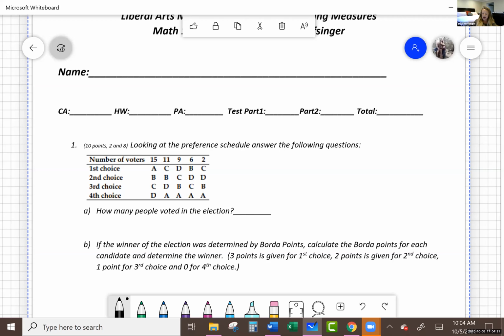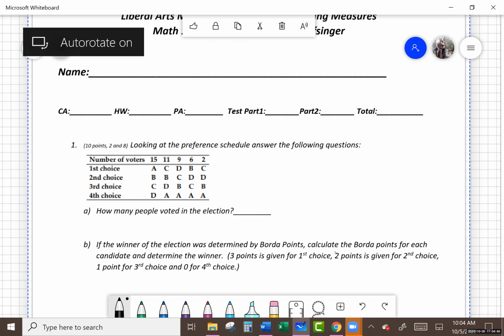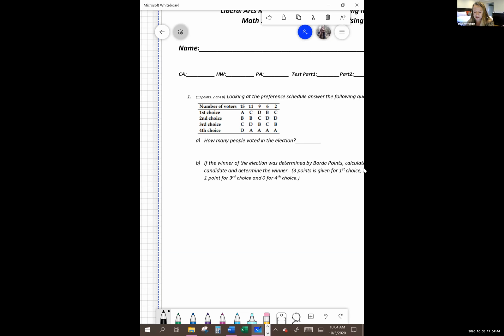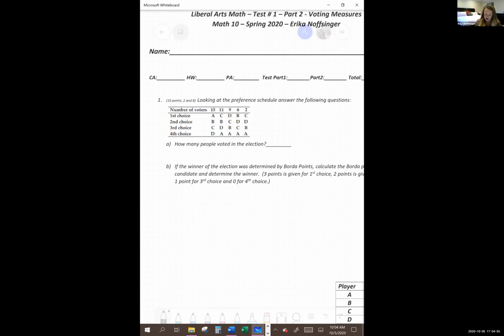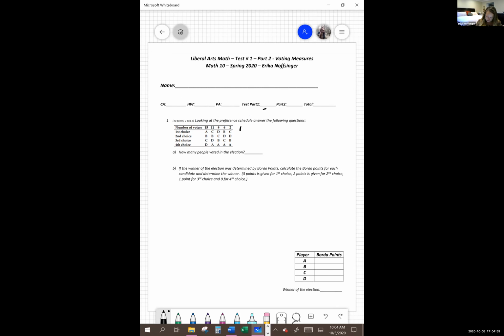Okay, so looking at that, how would you guys tell how many people voted? You would add the number of voters. And how do you know where the number, oh, okay, because it says number of voters right there. Yeah, so add all the number of voters, so 15 plus 11. And when you're showing your work, you will get some partial credit if you show that that's what you're doing, right? So 15 plus 11 plus 9 plus 6 plus 2. So this is 26 plus 9 is 35, 35 plus 6 is 41, 41 plus 2 is 43.